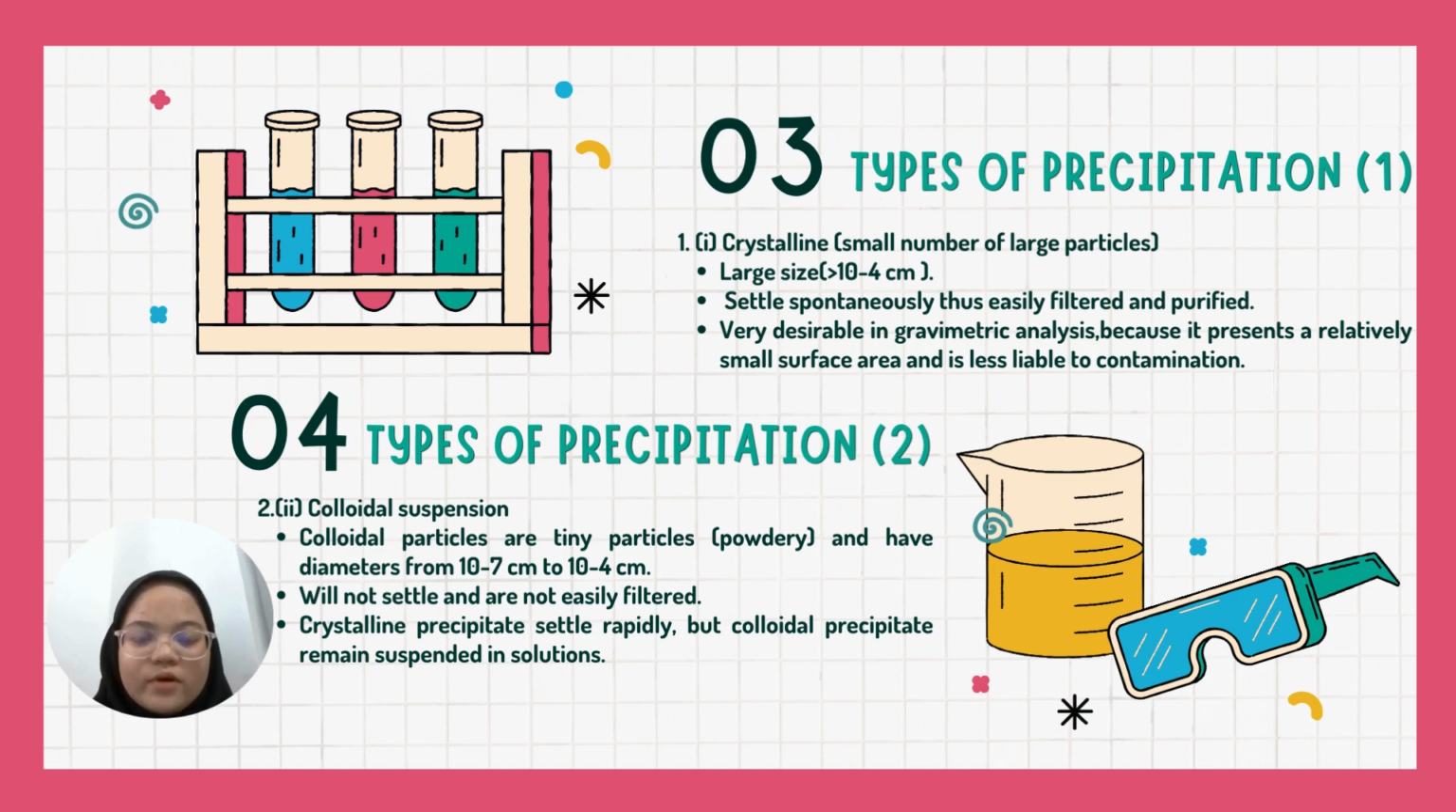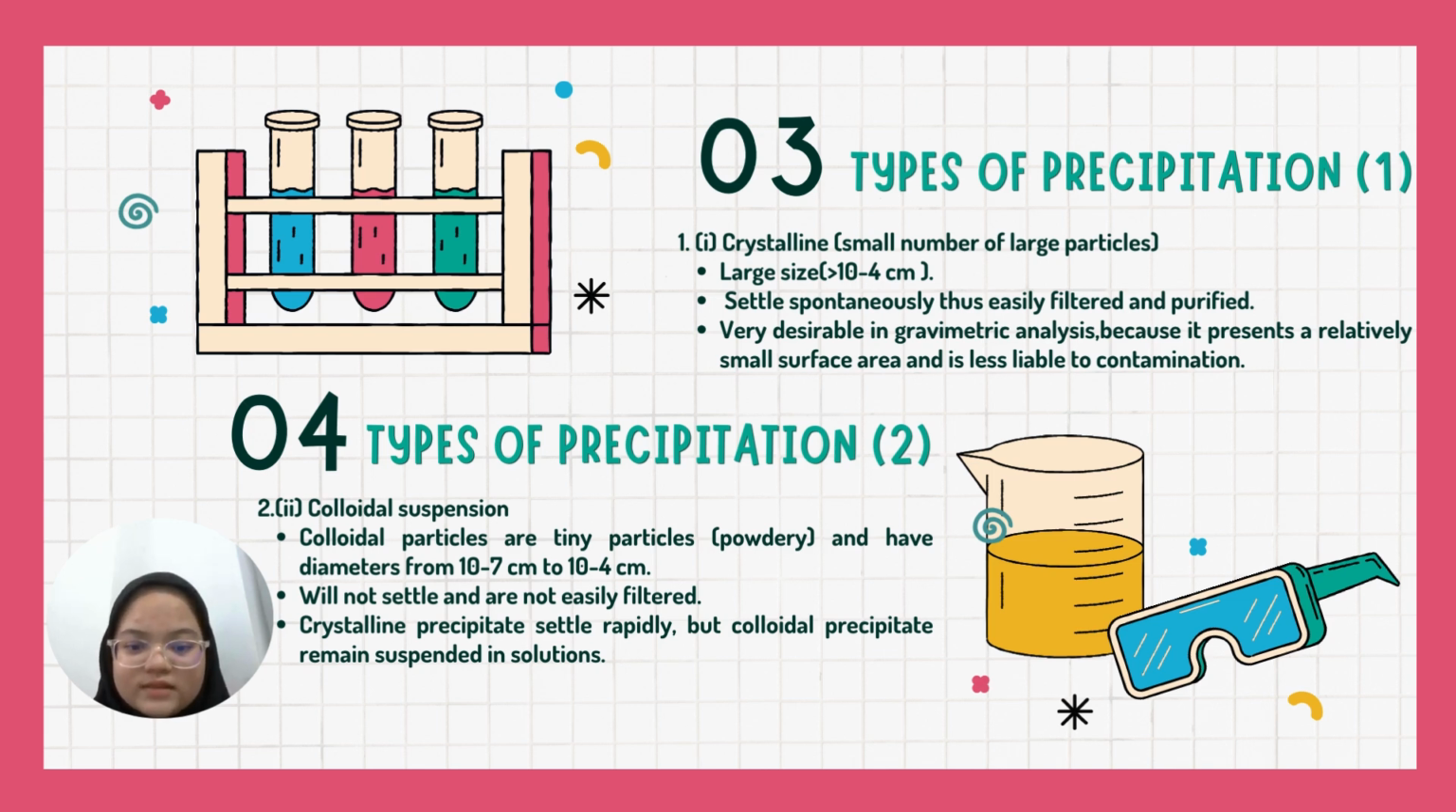There are two types of precipitation. The first one is crystalline and the second one is colloidal substance. For crystalline, it has a large size, more than 10 to the power of -4 cm. It settles spontaneously and is easy to filter and purify. Crystalline is very usable in gravimetric analysis because it presents a relatively small surface area and is less prone to contamination.